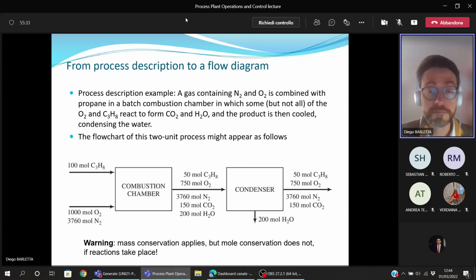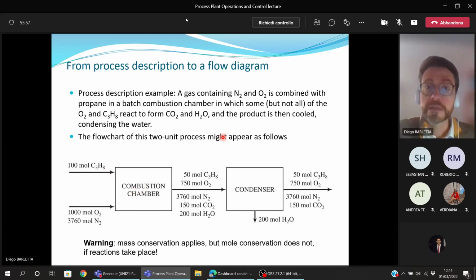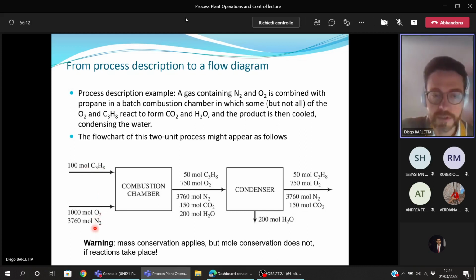But so there is no reference to unit of time. But of course, we could do similar things also for a continuous process in which we have streams flowing per time unit. So we have on the left this combustion chamber in which we have propane. Here is a quantity that is 100 mole of propane. Then we have the other stream that is oxygen plus nitrogen, and we have the quantity in terms of mole.